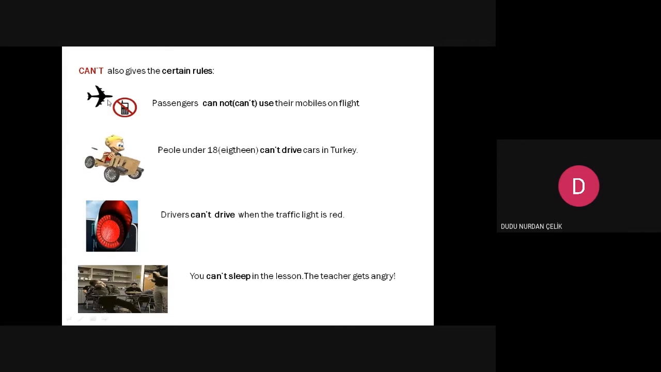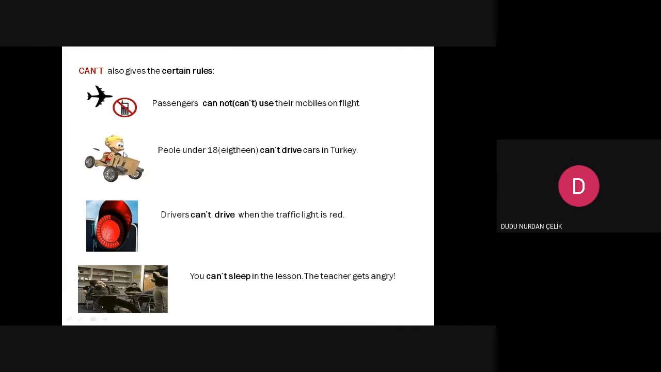And in this picture, it is forbidden to use mobiles on planes. So we can say passengers cannot or can't use their mobiles on flights. Never. It's forbidden. They can't use their mobiles. It's dangerous.